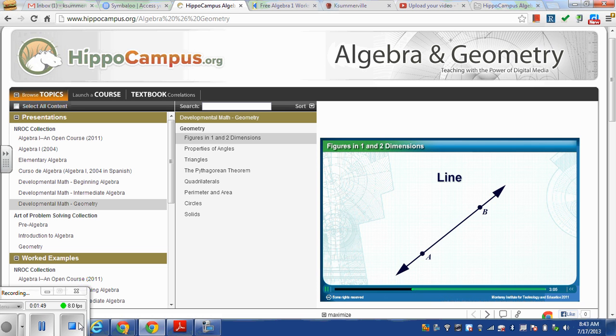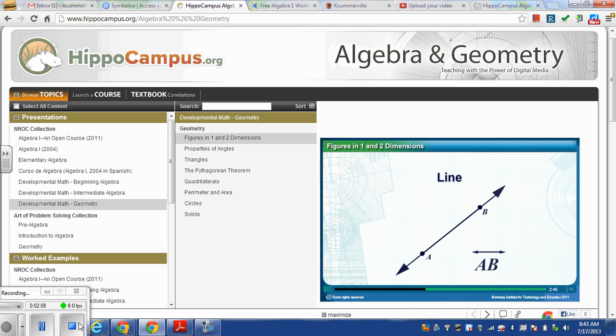The notation used to indicate this line is line AB. You could also call this line BA, but for a line, the letters are often listed in alphabetical order. In geometry, there's no need to say straight line. All lines are straight. If it isn't straight, it's not a line, it's a curve.